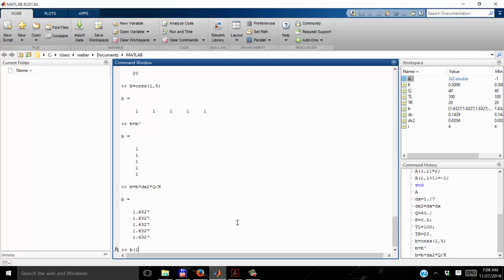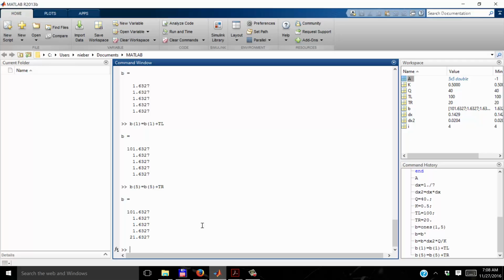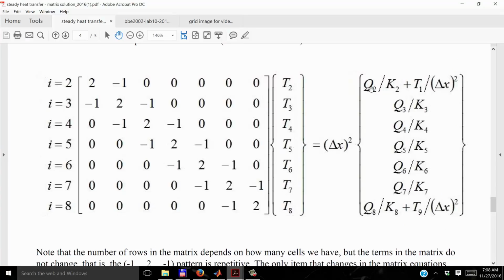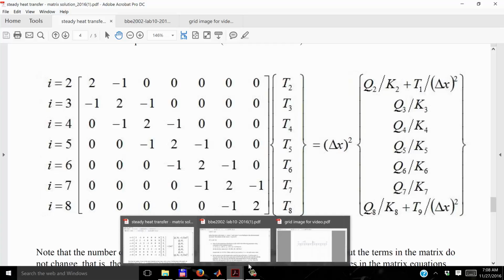Here, B of 1 is going to be equal to B of 1 plus T1 on TL. And B of 5 is going to be equal to B of 5 plus TR. Alright, so this is my B vector, which corresponds to this vector that we see in the handout.